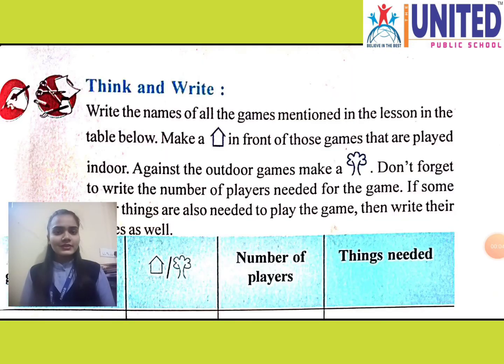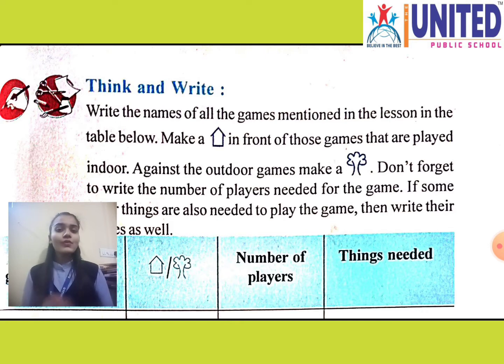Okay, so beta, now on page one an activity is given that you have to do yourself. Let's see what you have to do in this activity. Think and write. Now let's see what is written here and what you have to do. Write the names of all the games mentioned in the lesson in the table below.